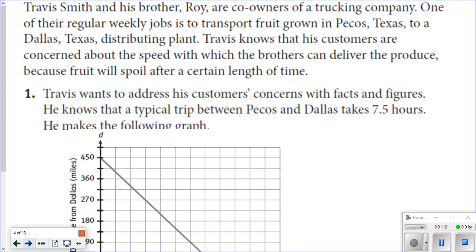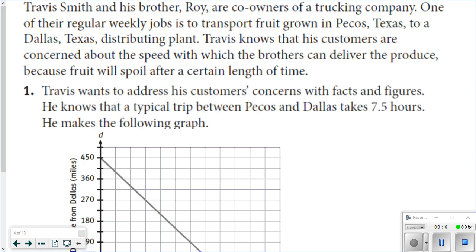Pecos to Dallas. Before, when I was teaching, this lesson didn't mean anything to me, but now I went to Dallas, or to Texas, last summer for the first time, so it's a little bit more interesting.